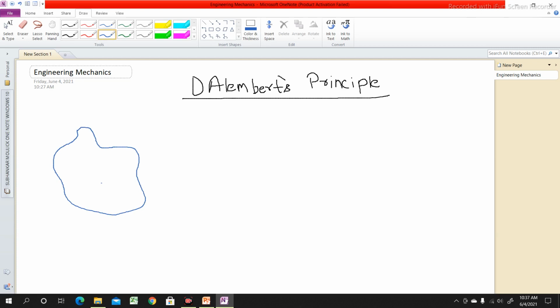This body is subjected to a system of forces. Suppose the body is subjected to an external force F1. Say the body is subjected to external force F2 over here. And say the body is subjected to an external force F3, like this.